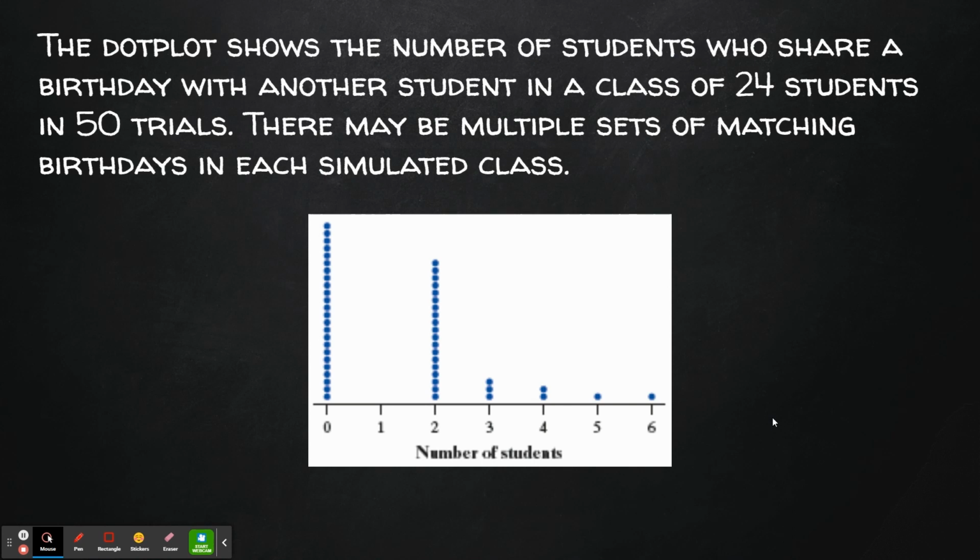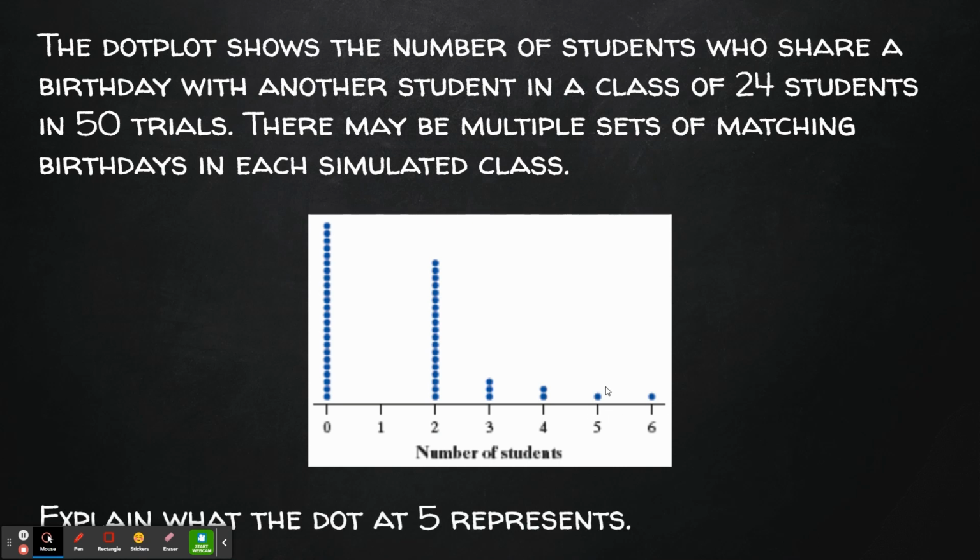The next part of the question says, the dot plot shows the number of students who share a birthday with another student in a class of 24 students in 50 trials. There may be multiple sets of matching birthdays in each simulated class. So here you can see by far the most common was that nobody shared a birthday, but there were a decent number of 2 students sharing a birthday, and even one trial where 6 people shared a birthday.